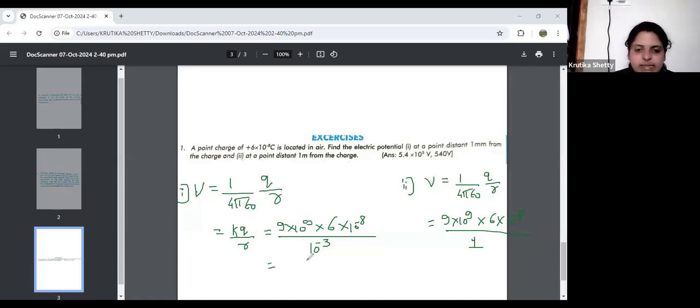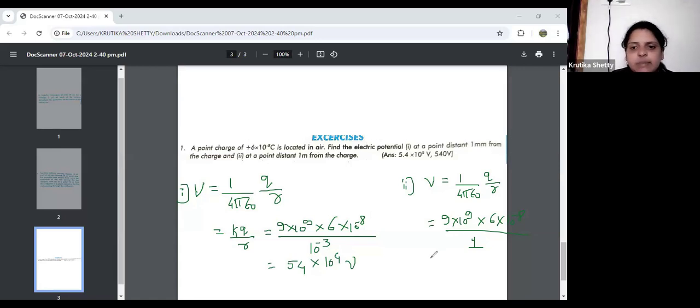So 9 into 6, 9 into 6 is 54, into 10 to the power of 9 minus 8. So 9 minus 8 will be plus 1. This minus 3 going to the numerator becomes plus 3. So plus 3 plus 1, that is plus 4. So 10 to the power of 4 volt. So 54 into 10 raised to 4 volt or 5.4 into 10 to the power of 5 volt.